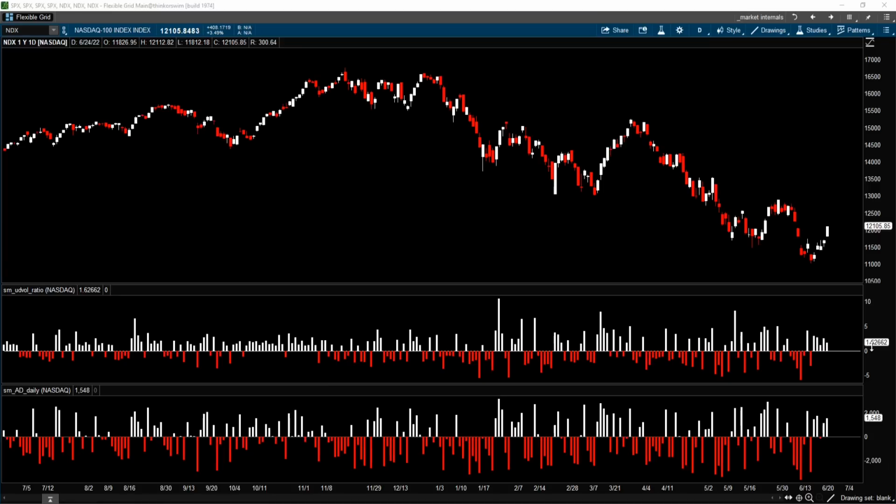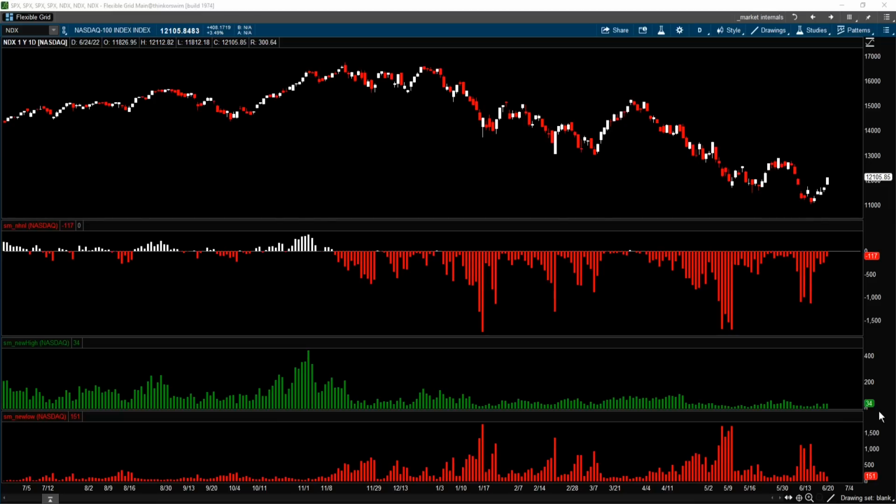And looking at the NASDAQ market, the up-down volume ratio was quite positive throughout the entire week, and also the advanced decline. The Tuesday advanced decline was close to 1,500, and on Wednesday a little bit negative, and then Thursday and Friday were also over 1,000. On Thursday it was 1,142, and Friday is 1,548. More advancing issues than declining issues.